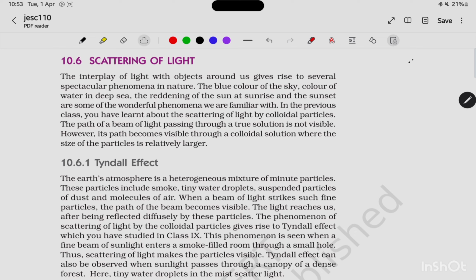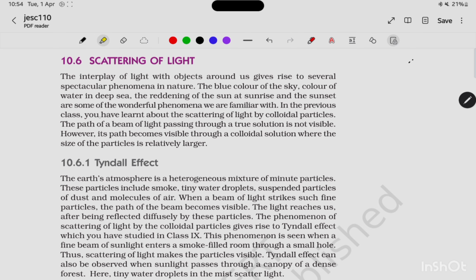The scattering of light. The interplay of light with objects around us gives rise to several spectacular phenomena in nature. The blue color of the sky, the color of water in the deep sea, and the reddening of the sun at sunrise and sunset are some of the wonderful phenomena we are familiar with.